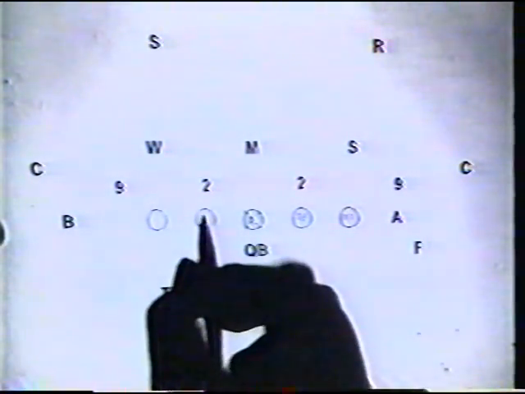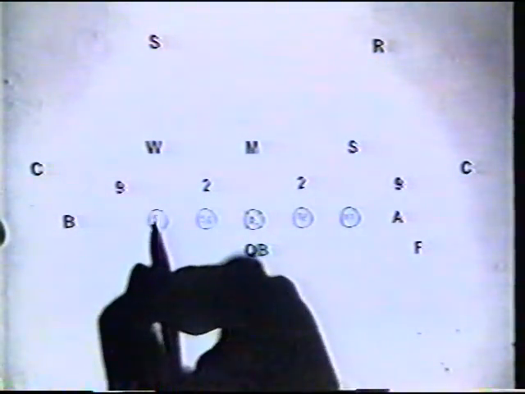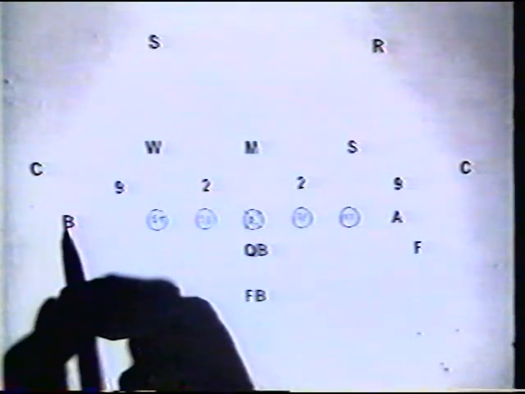Obviously the center, and this is a split guard for us and a split tackle. And instead of calling this X, we call this man B, or split end. And then obviously quarterback, tailback, fullback.